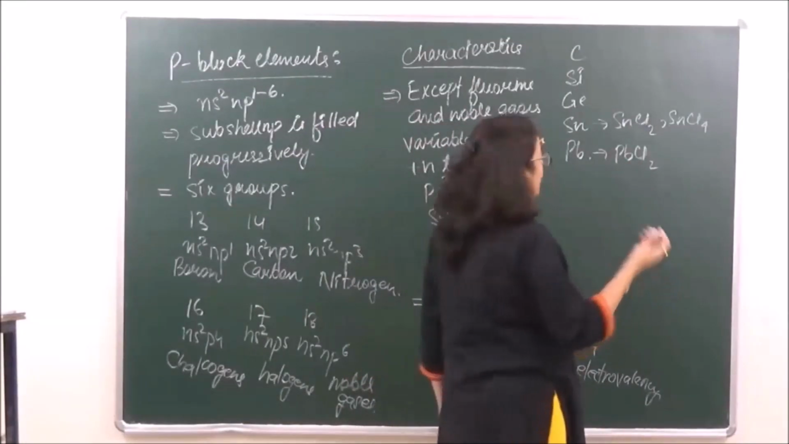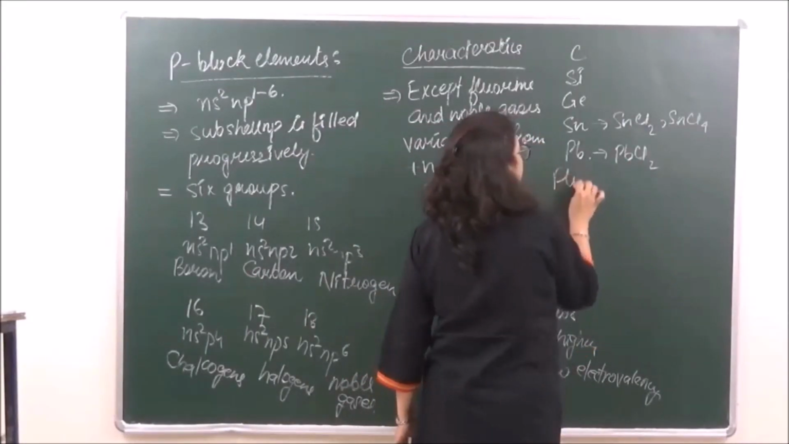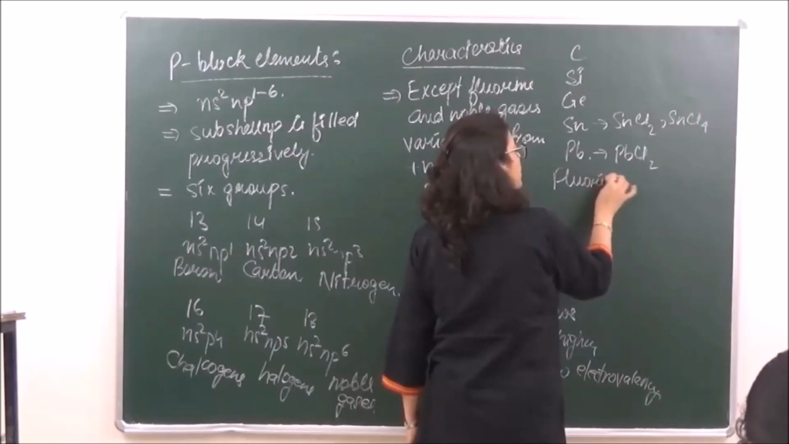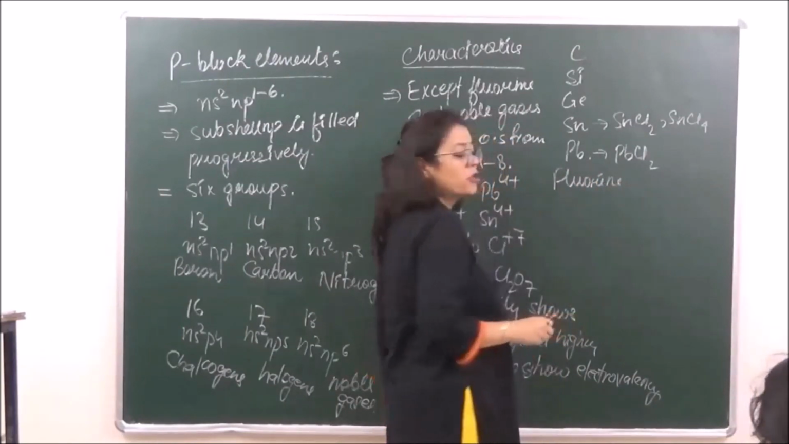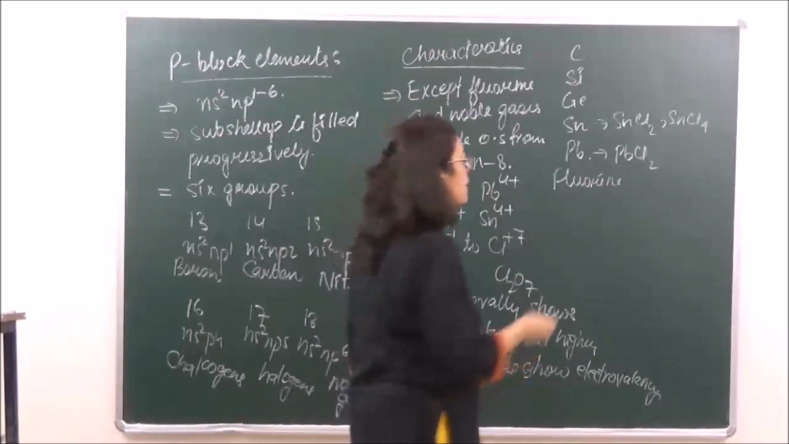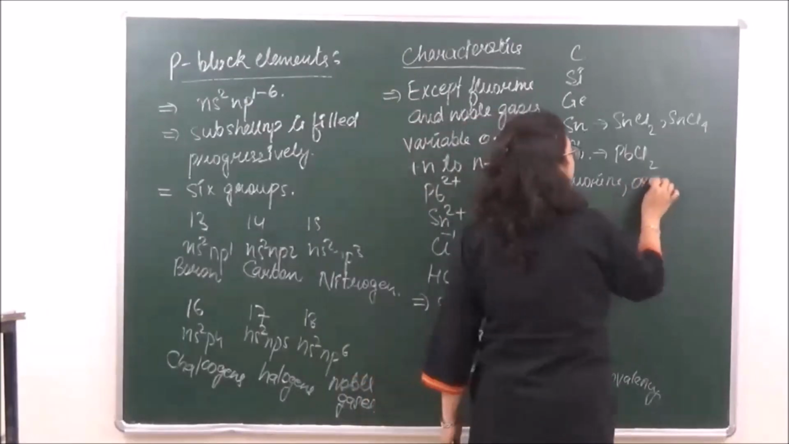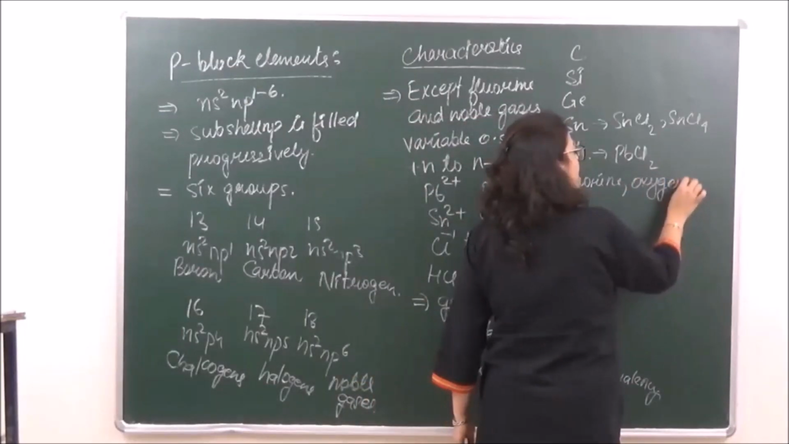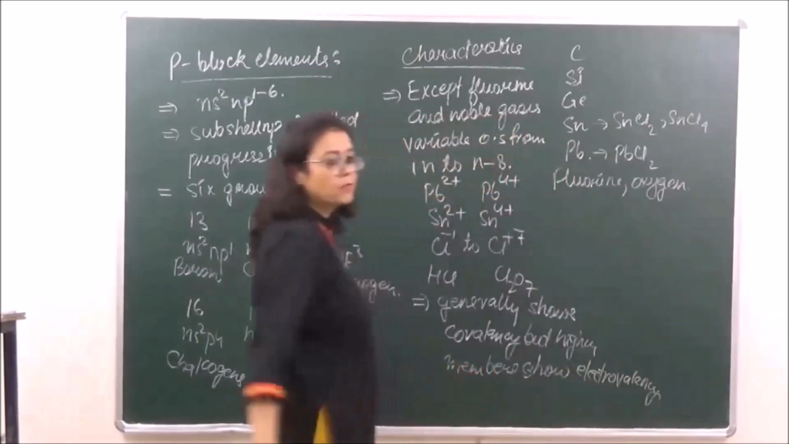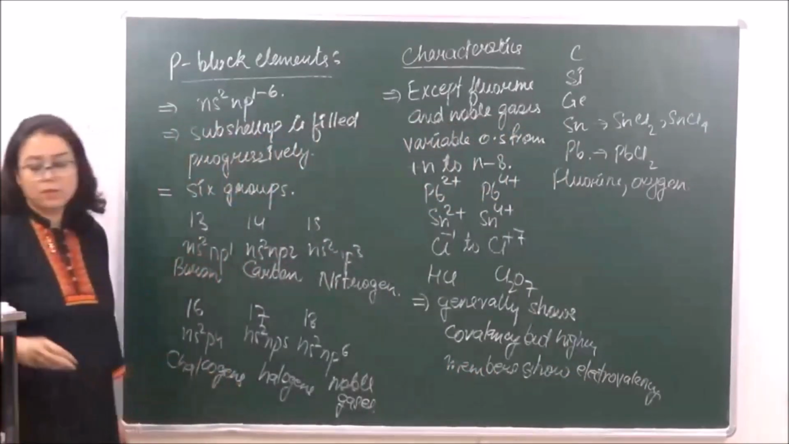Now electrovalency they will show with highly electronegative elements only, like for example over here fluorine, it is showing electrovalency. Similarly, compounds of fluorine with the p block can form ionic compounds. Oxygen also has a tendency to form ionic compounds. So these are all higher members, right?